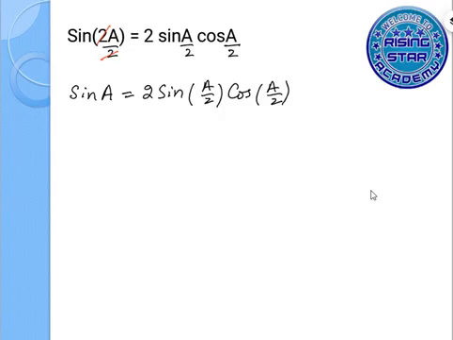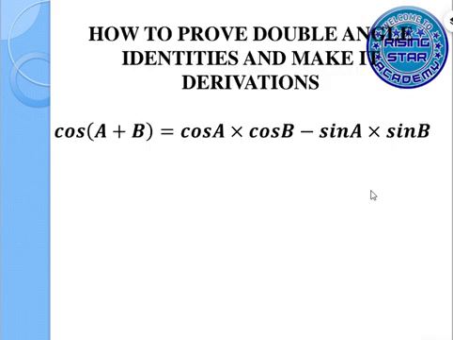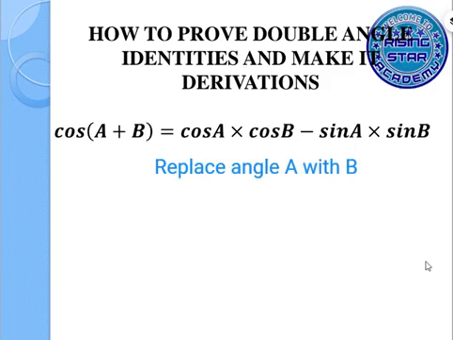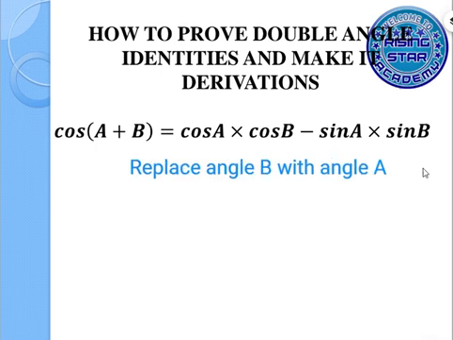Now we will prove the next formula for cos of 2A. Here in this formula, we will replace the angle B with A. So now in the next step, I will write cos of A plus A. Sorry dear, we will replace angle B with angle A.